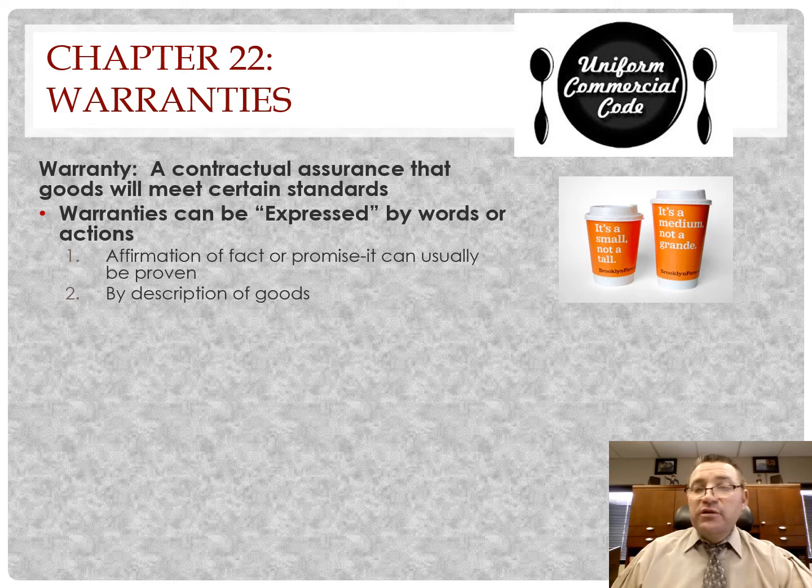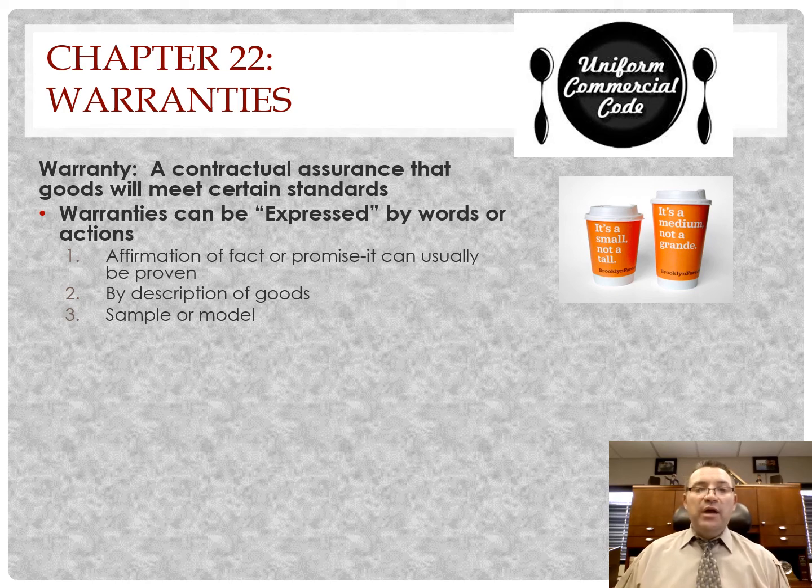You can do so by description of the goods, and you can do so by a sample or a model. In other words, these are all different ways in which you can create an expressed warranty, right? You can make a promise of fact that something will or will not occur. You can describe the goods will be a certain way, or say if you're in Costco, right? Sometimes with the blenders, they have a person in Costco running those blenders, and look, it'll slice and dice and do all these things, and that model that they're using and showing you, they're agreeing that's exactly how, when you buy their product, it'll work when you get it home.